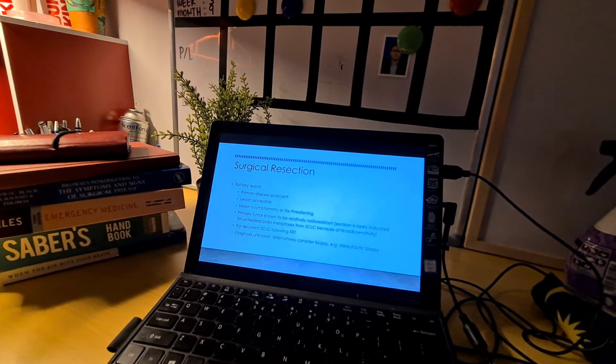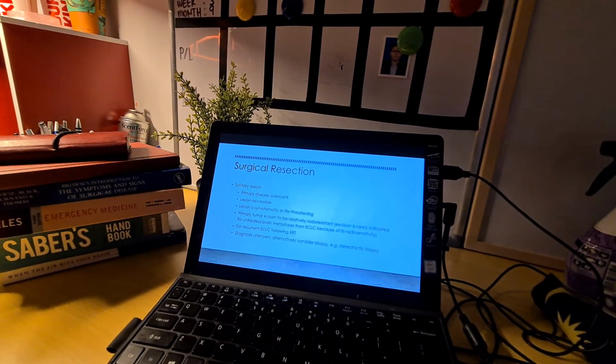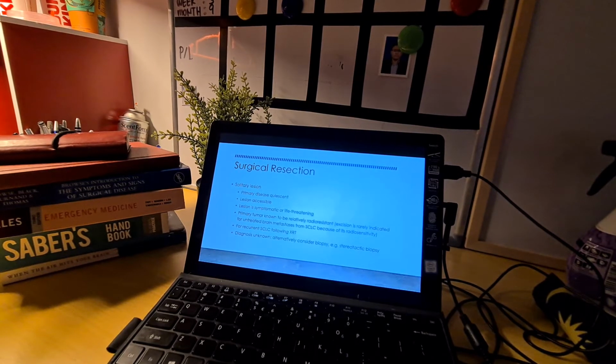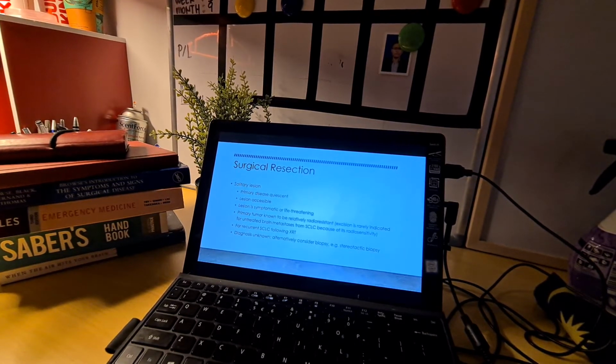The lesion is accessible, symptomatic or life-threatening, and the primary tumor is known to be relatively radio-resistant. Excision is rarely indicated for untreated brain metastasis. Excision usually is rare. Okay. For the untreated brain metastasis from squamous cell lung carcinoma, because of its radio sensitivity.